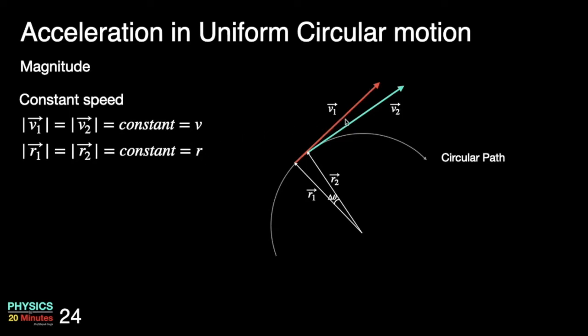Now if I join the tail of the two velocity vectors, then the angle between them will also turn out to be delta theta, because these two velocity vectors are perpendicular to the two radius vectors simultaneously. These two velocity vectors are perpendicular to these two radius vectors.